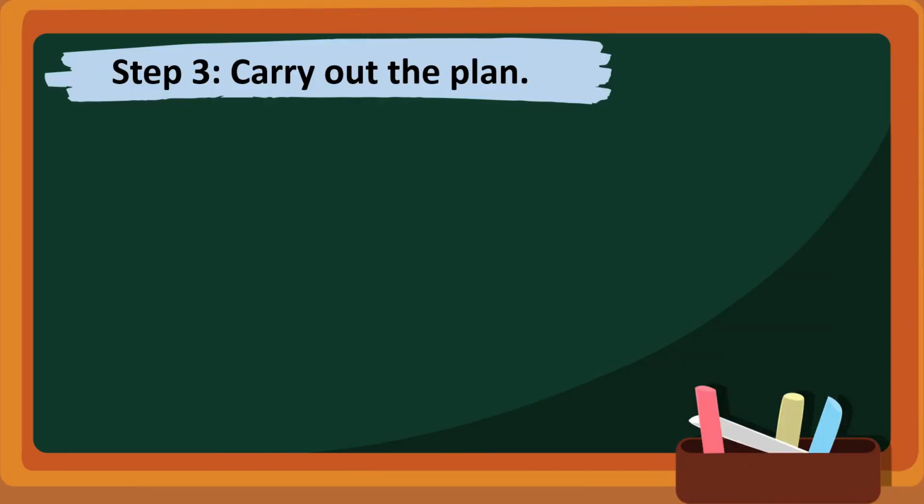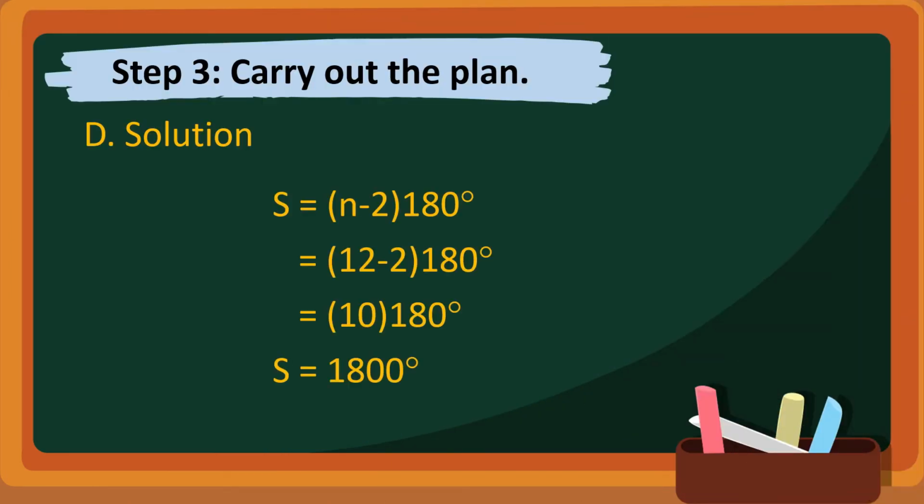Step 3. Carry out the plan. Solution. S equals the quantity of n minus 2 times 180 degrees. Substitute the value of n, which is equal to 12. Therefore, we have 12 minus 2 is equal to 10. 10 times 180 degrees is equal to 1,800 degrees. Therefore, the value of S is equal to 1,800 degrees.